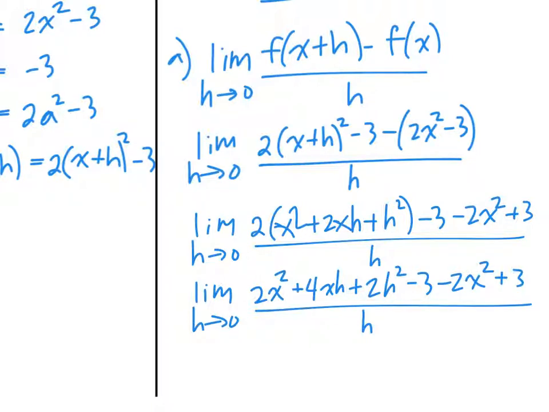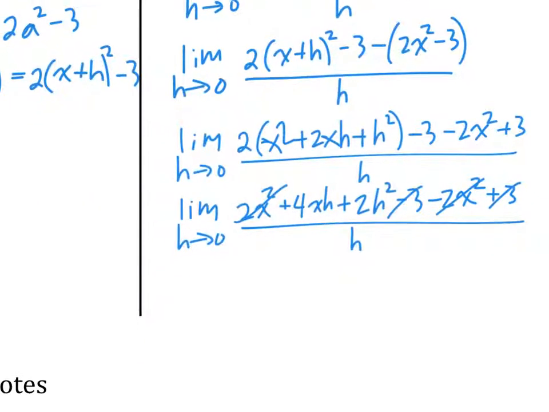Why am I doing all this? Because at the second line, if you plug in h equals 0 in this whole thing, what's going to happen? Undefined, 0 over 0, right? So then we can't solve. So what we have to do is try to simplify as much as we can and then see what happens. Okay, at this point, I want to combine like terms. 2x squared and 2x squared cancels. 3 and 3 cancels. So limit as h goes to 0 of 4xh plus 2h squared over h.